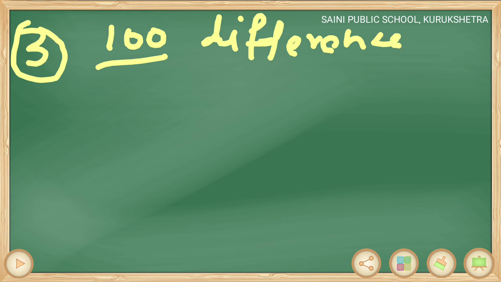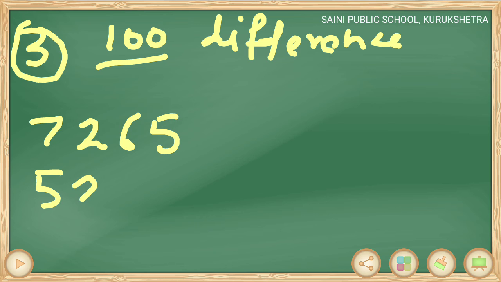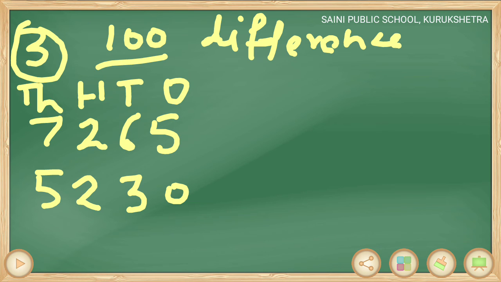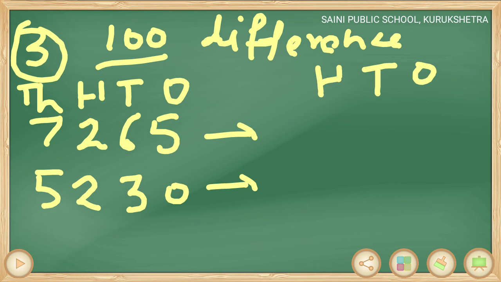So let us start. Here are two given numbers, 7265. Our second number is 5230. These are again 4-digit numbers. So first of all we will round off these numbers. So right here are the places: ones place, tens place, hundreds place and then thousands place.